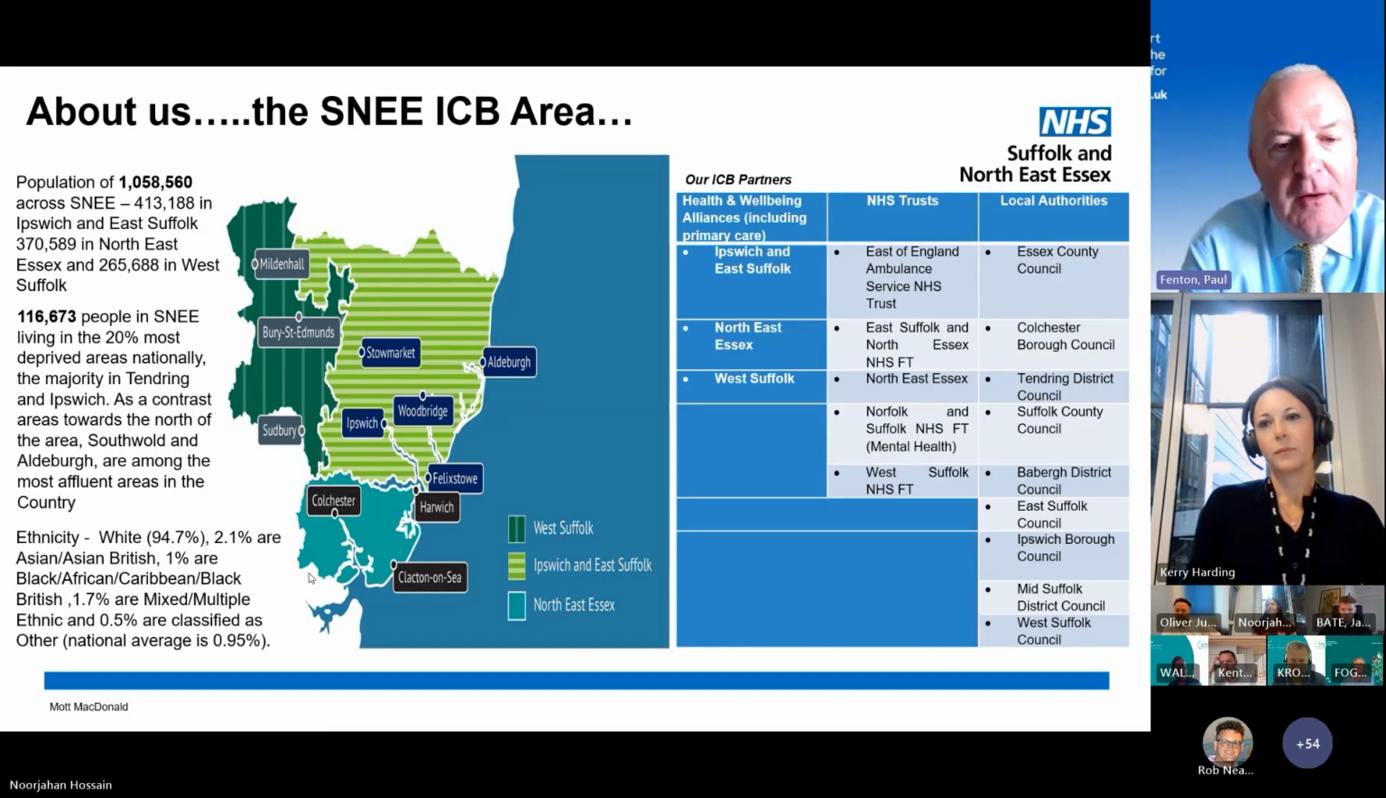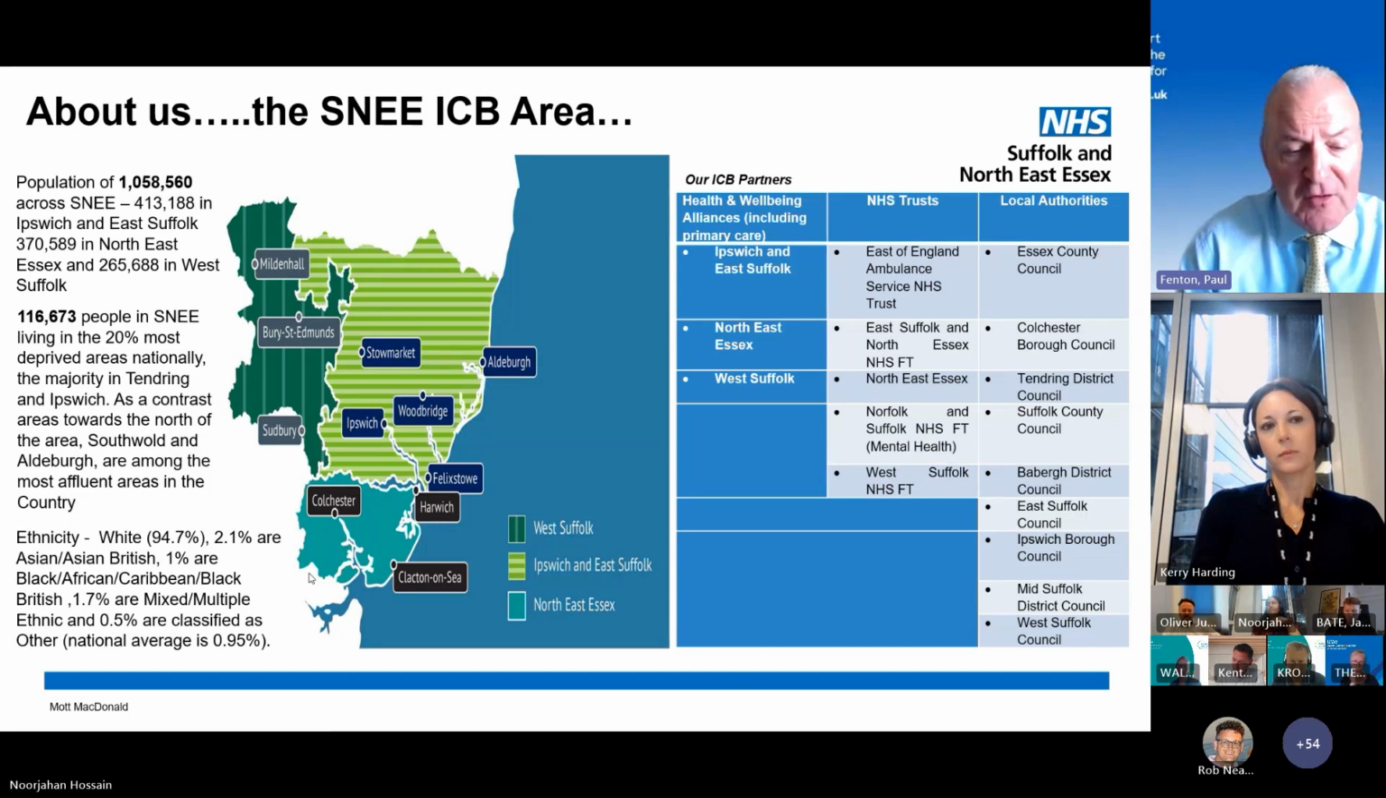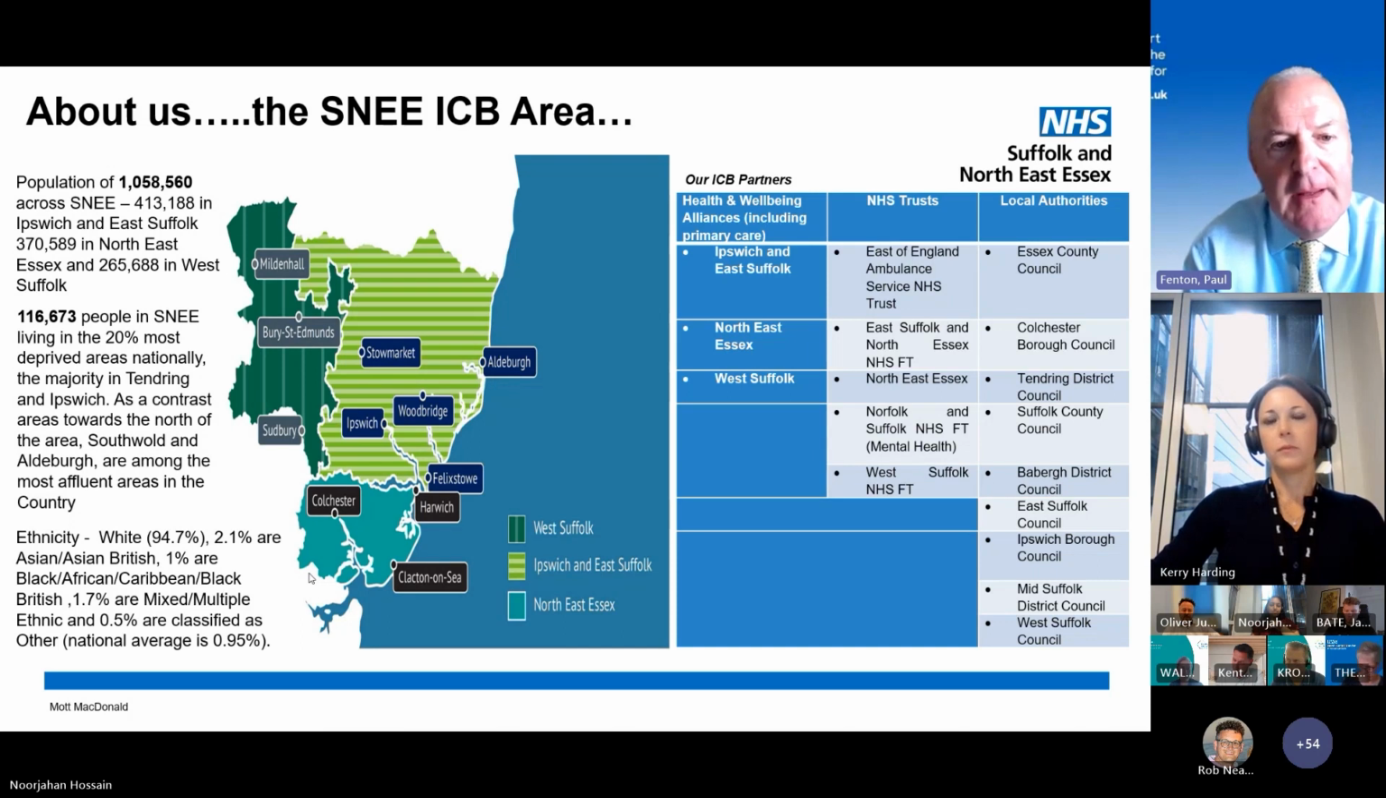So a little bit about the SNE ICB area. We are around about 1 million in population terms, but an interesting demographic. The south of the patch in North East Essex, called Tendring, is one of the most deprived areas in the country. The north end of the patch towards Southwold and Aldeburgh is one of the most affluent areas in the country. So we really have got both ends of the spectrum. That poses some challenge in respect of services across that area. It's quite a widespread area for a population of 1 million, and over 10% of the population is living in the 20% most deprived areas nationally, which includes Tendring and Ipswich.